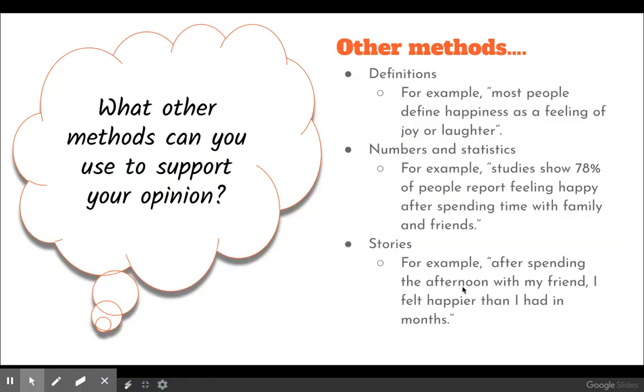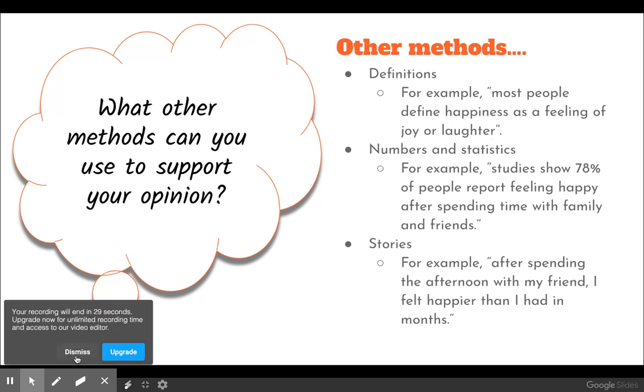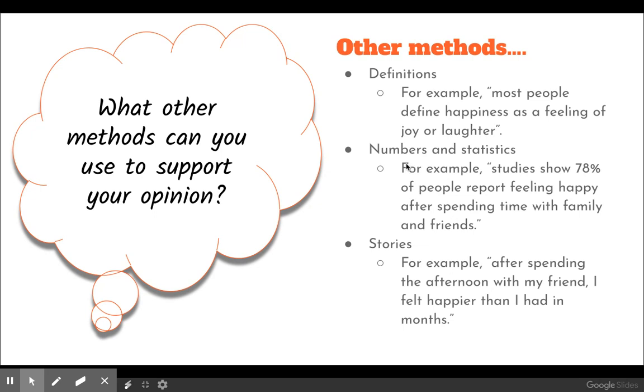So there are some other methods we can use as well, and we're going to be exploring those more in the coming videos. But some other things we can do is, for example, definitions. So most people define happiness as a feeling of joy or laughter. So I'm defining what is happiness, right? Another method we can use is numbers and statistics. Studies show 78% of people report feeling happy after spending time with family and friends.